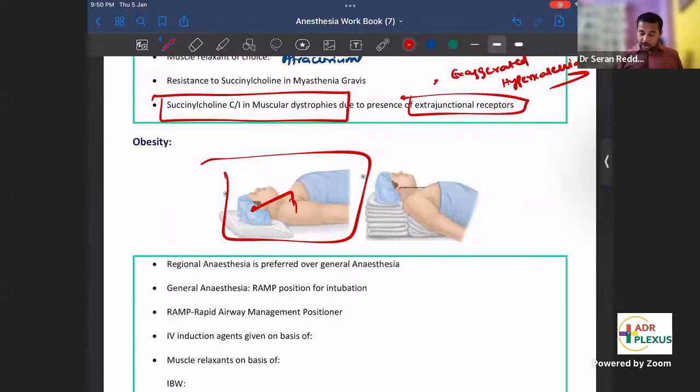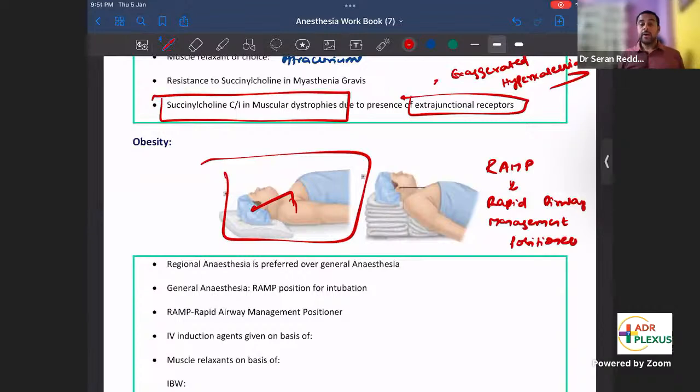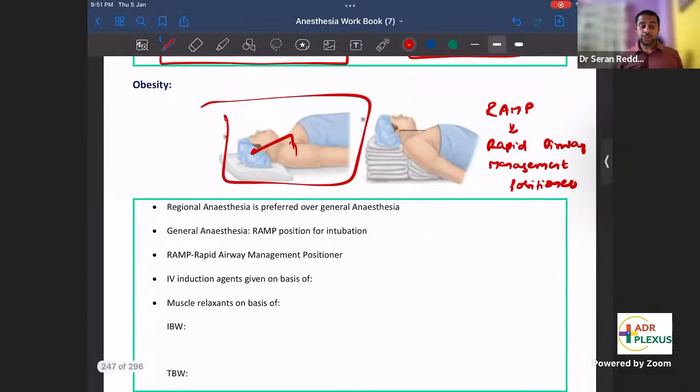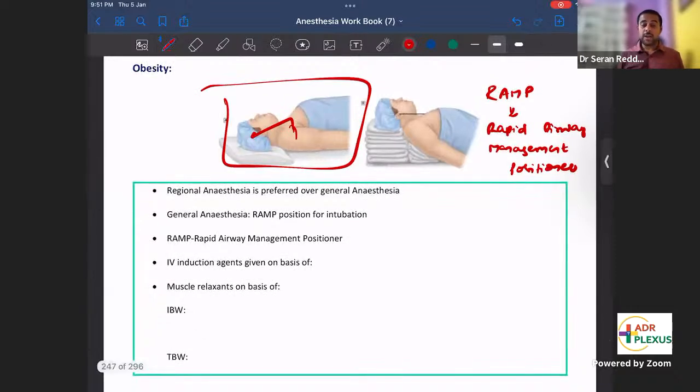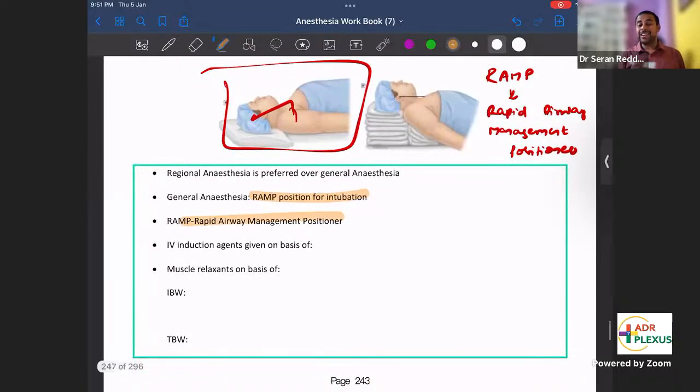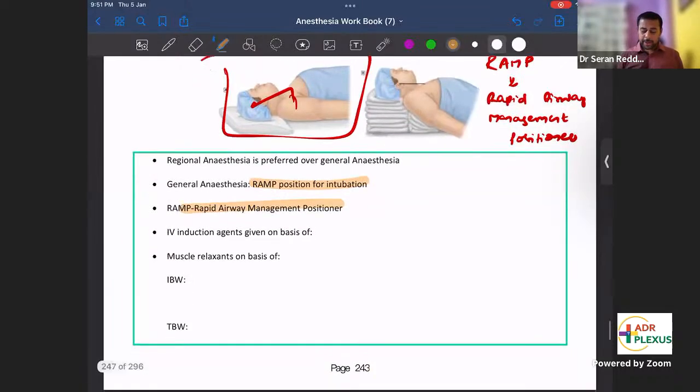But here, this is called a ramp. Rapid airway management positioner. Ramp is rapid airway management positioner. Here, in obesity, regional anesthesia is preferred as much as possible when compared with general anesthesia. If at all you are intubating, you go for ramp position for intubation, rapid airway management positioner, considering the short neck and big chest.